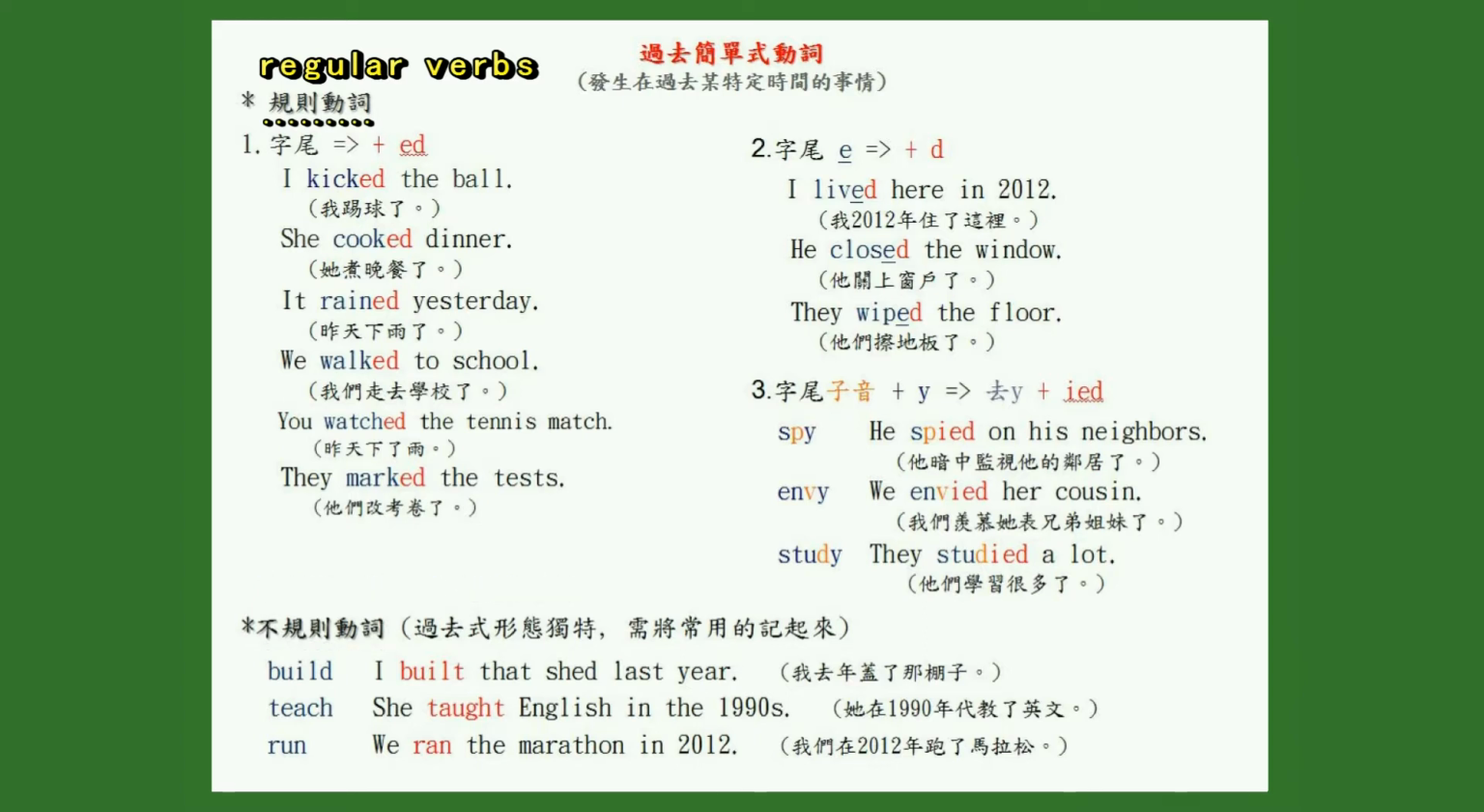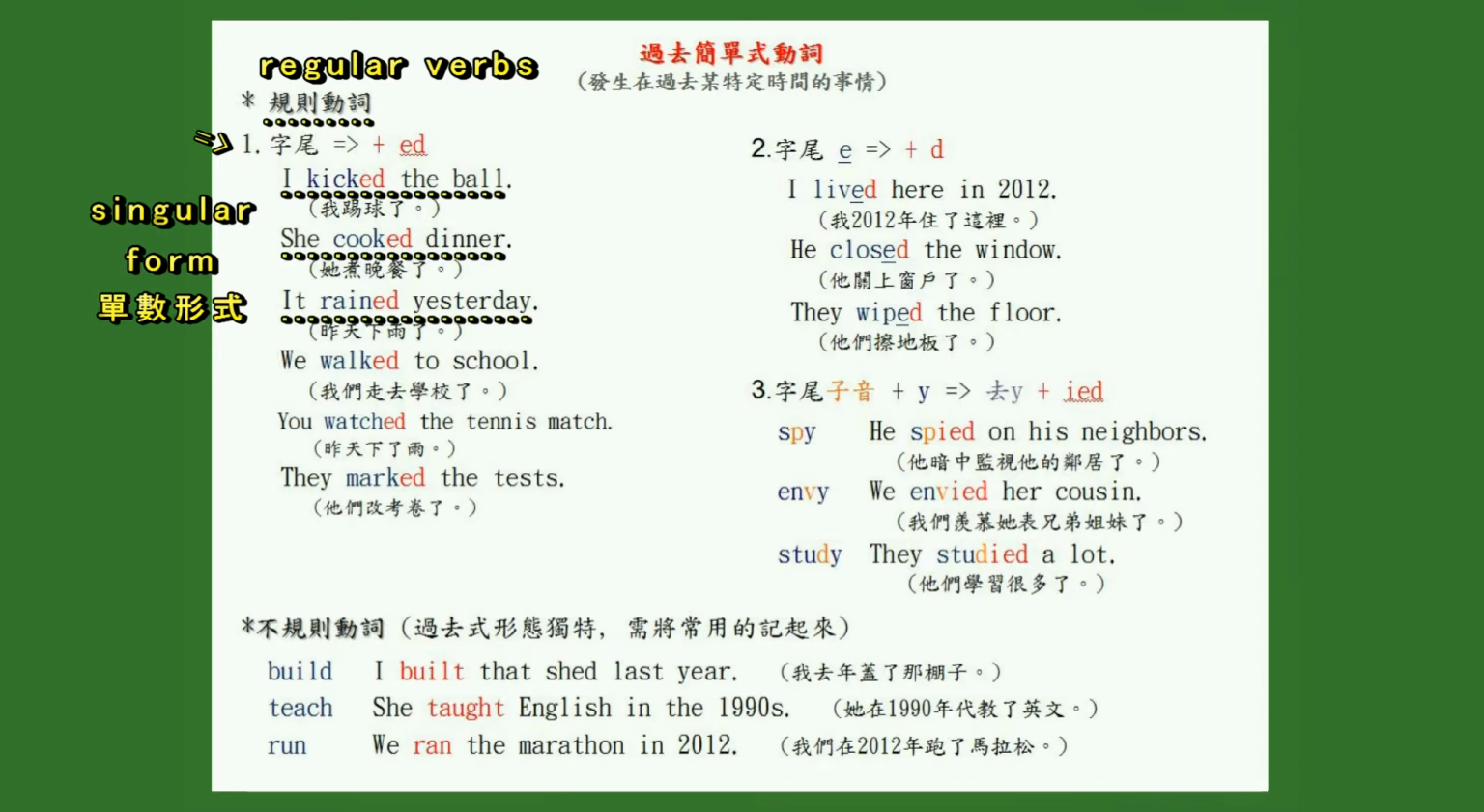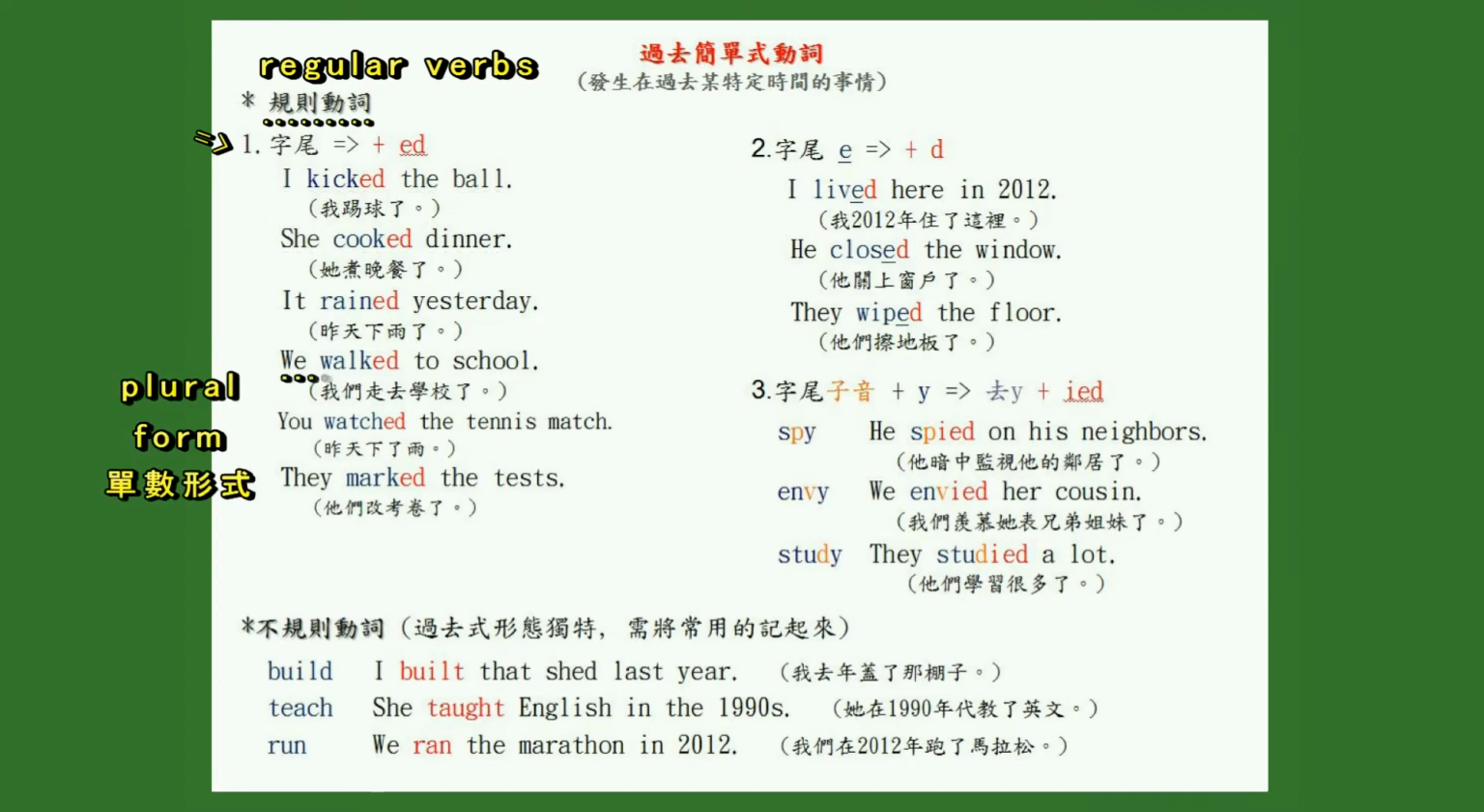For the regular verbs, we simply use the infinitive form of the verb and we add ed. I kicked the ball. She cooked dinner. And it rained yesterday for the singular forms. And for the plural forms, we walked to school. You watched the tennis match. They marked the tests.